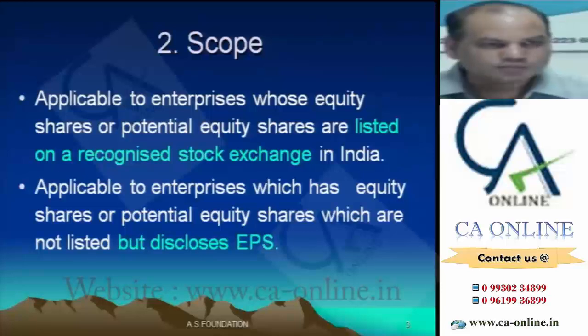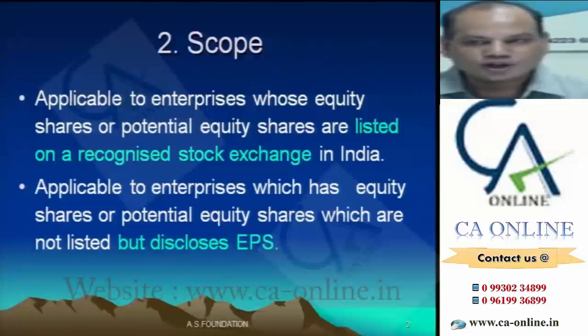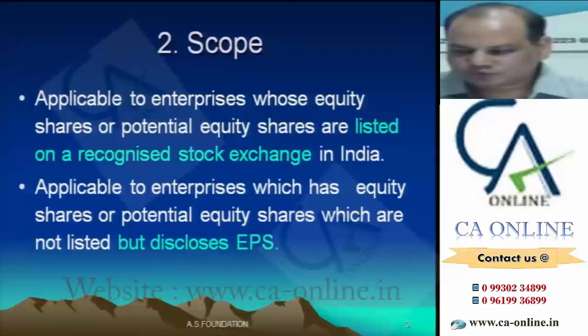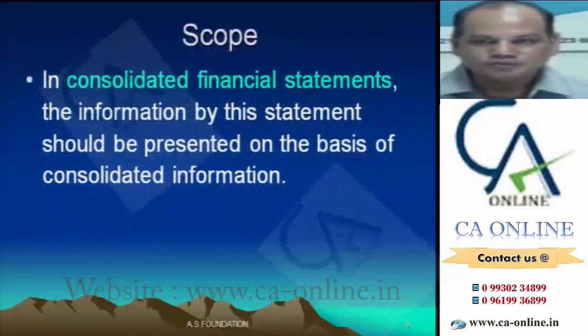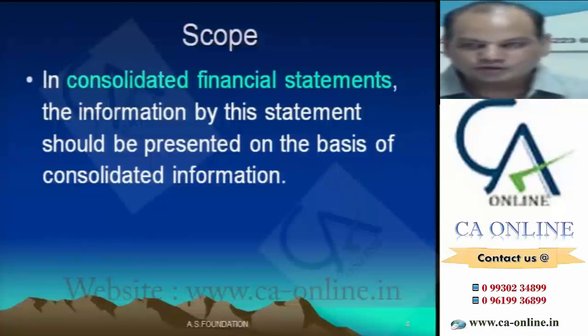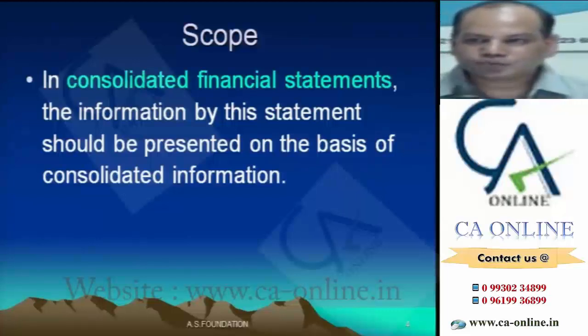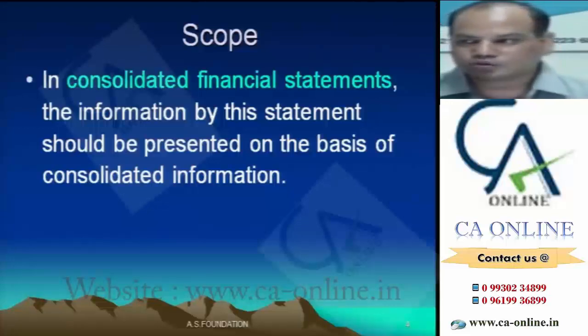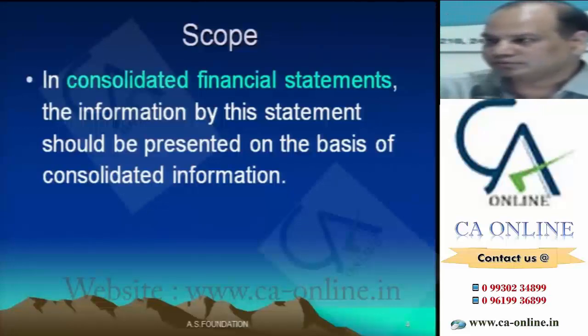Nowadays, every company, because revised Schedule 6 specifically requires it, must calculate and present earning per share on the face of the profit and loss account. So now the scope paragraph, you just simply remember every company as per revised Schedule 6 now has to calculate and present EPS on the face of the profit and loss account, and in the notes to accounts they will disclose the working of that EPS.